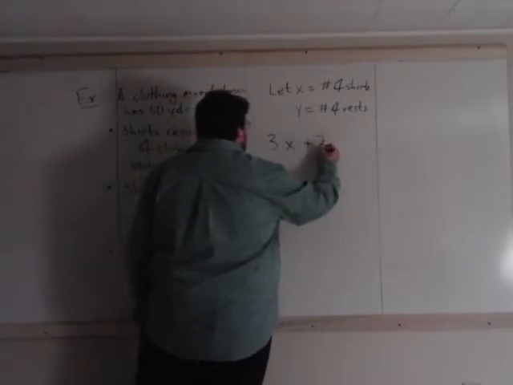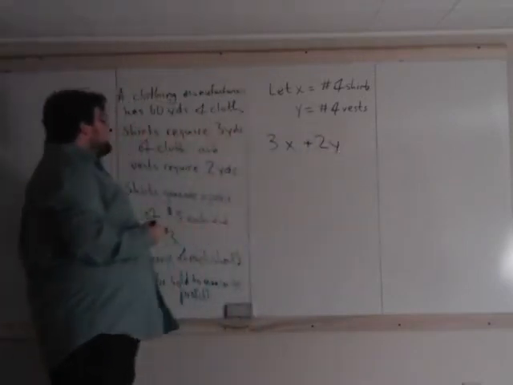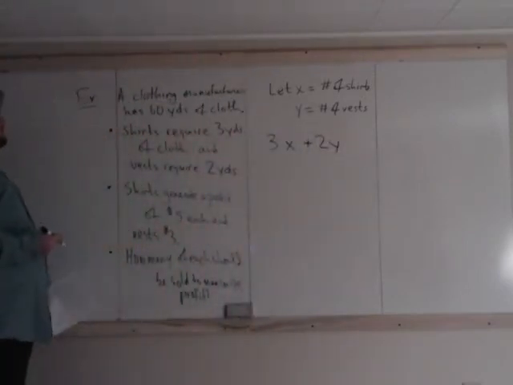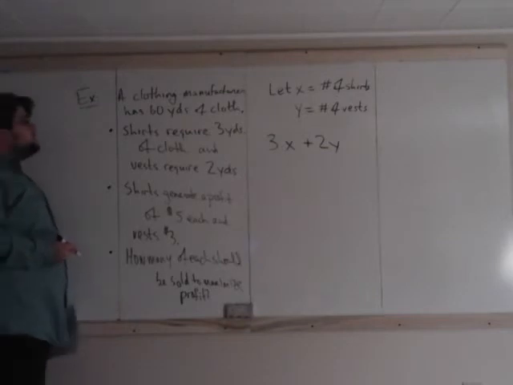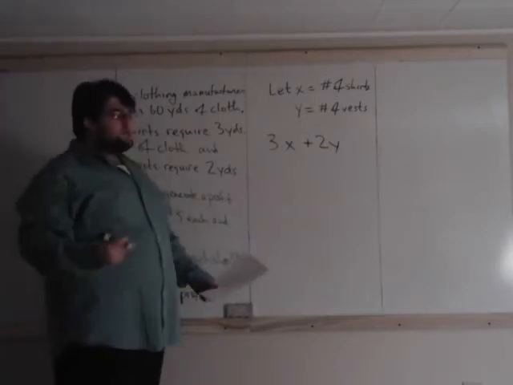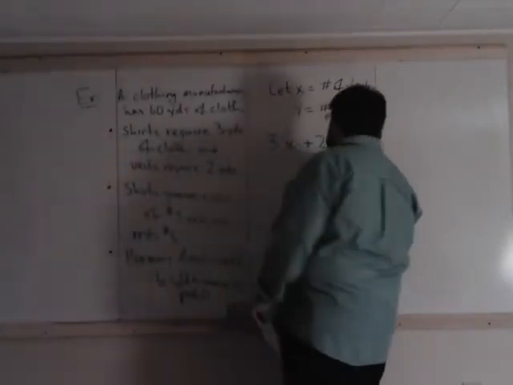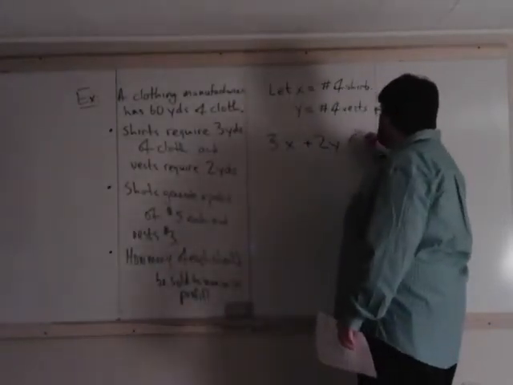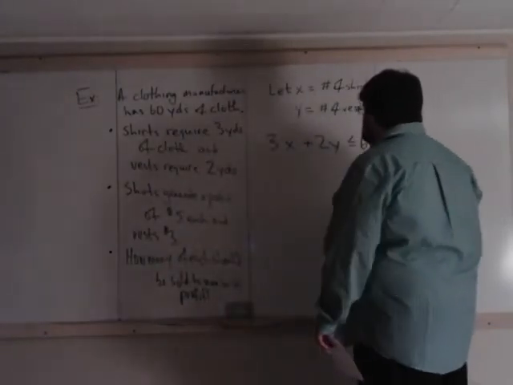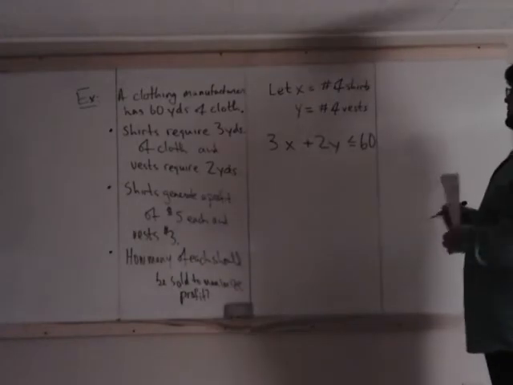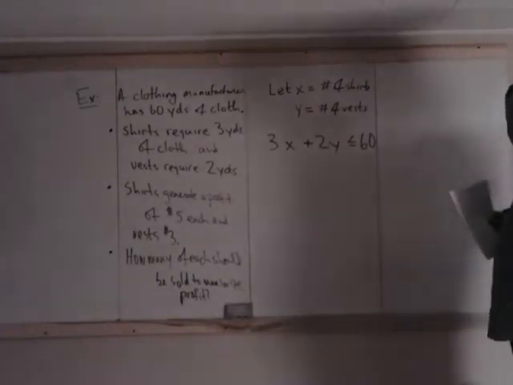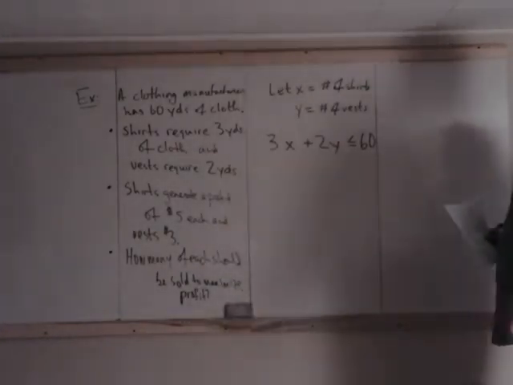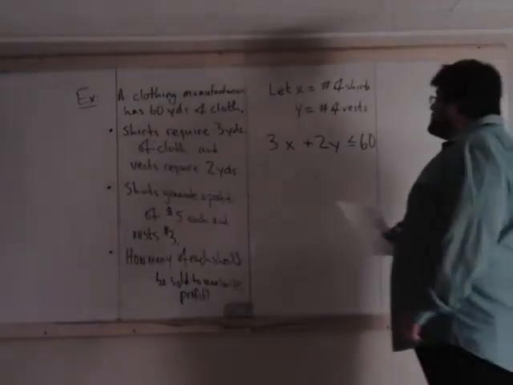Vests require 2. Vests are called Y. So shirts require 3 yards, vests require 2 yards, and we have 60 yards of cloth. So we have to use at most 60 yards of cloth. So the total cloth we used for these two products is 3X plus 2Y, and that must be less than or equal to 60, because maybe we'll use up all of the cloth.